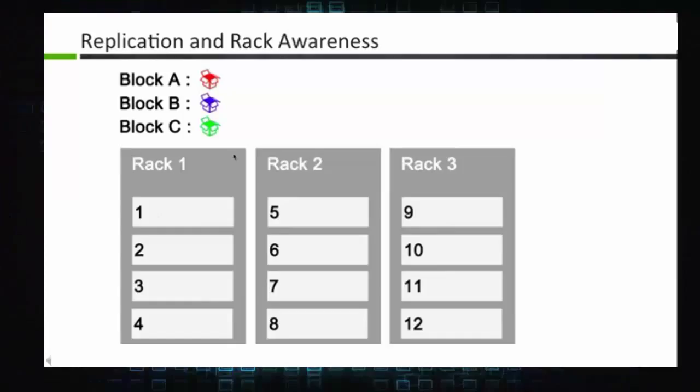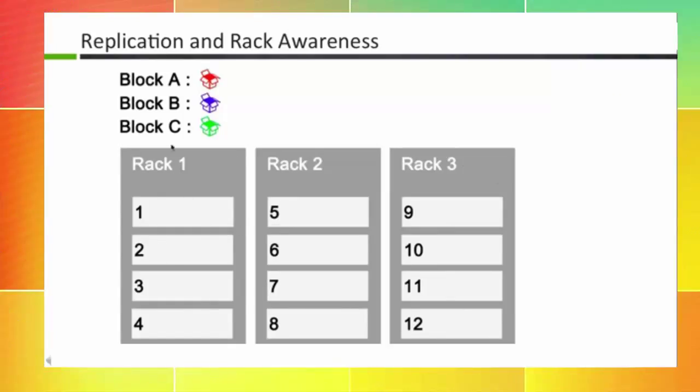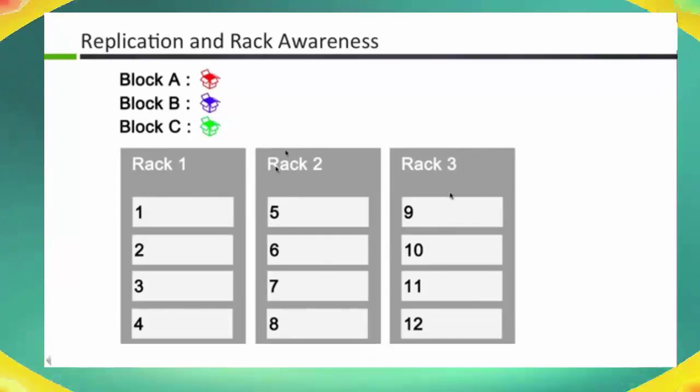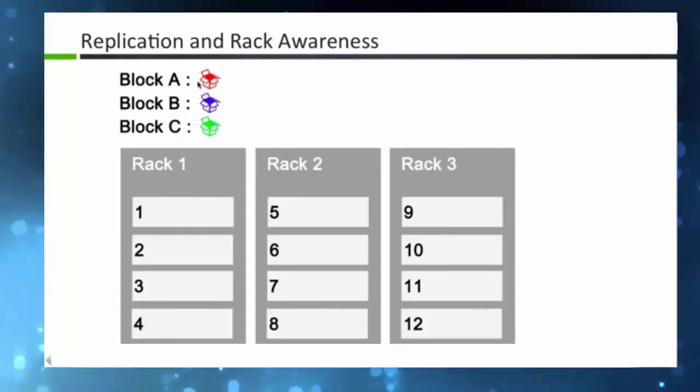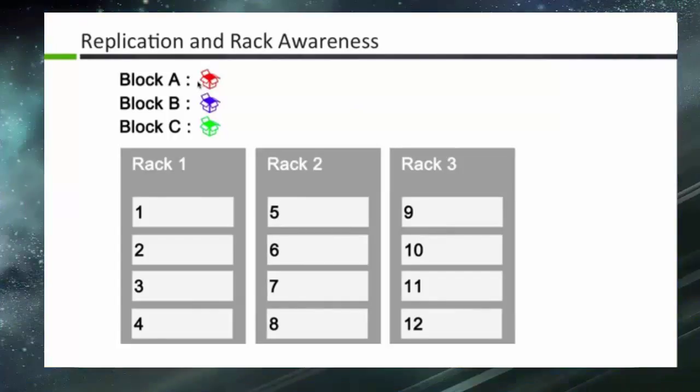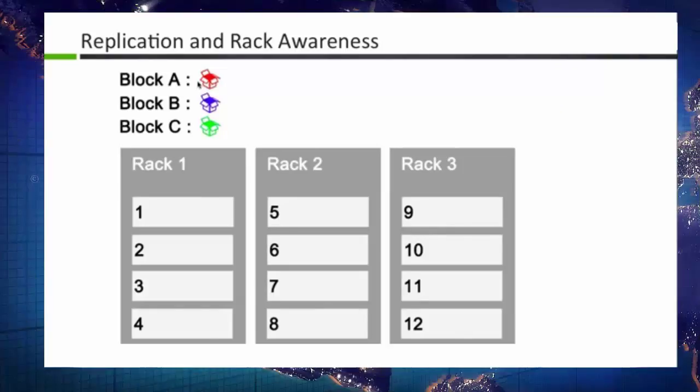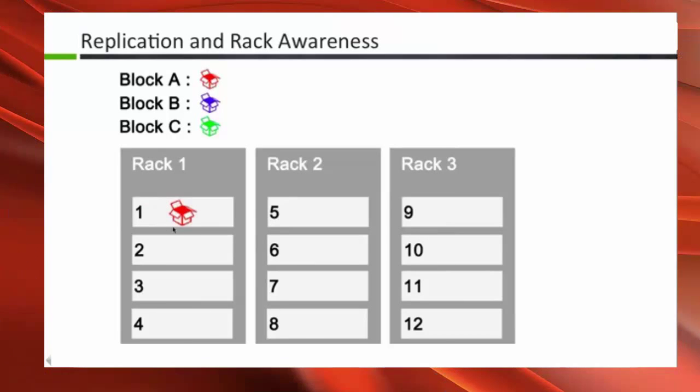Now see, these are your racks, multiple racks. Each rack has multiple data nodes. As we said, these racks can be geographically at different locations, and these are the data nodes present in this rack. Now I have a block A which I want to write, and we have set the replication factor as 3. So the question of where this block will be written will be answered here. Say for example, you write the first copy in rack 1 in data node 1.